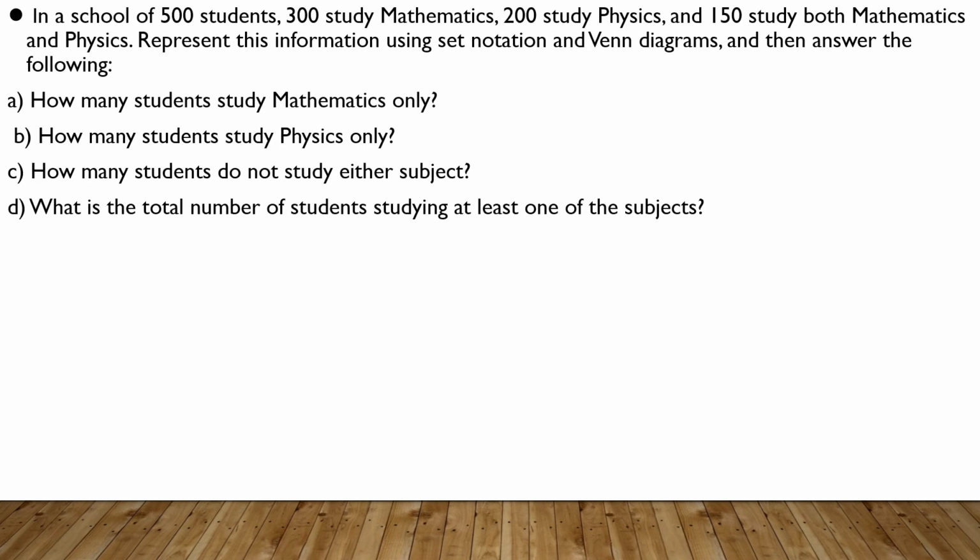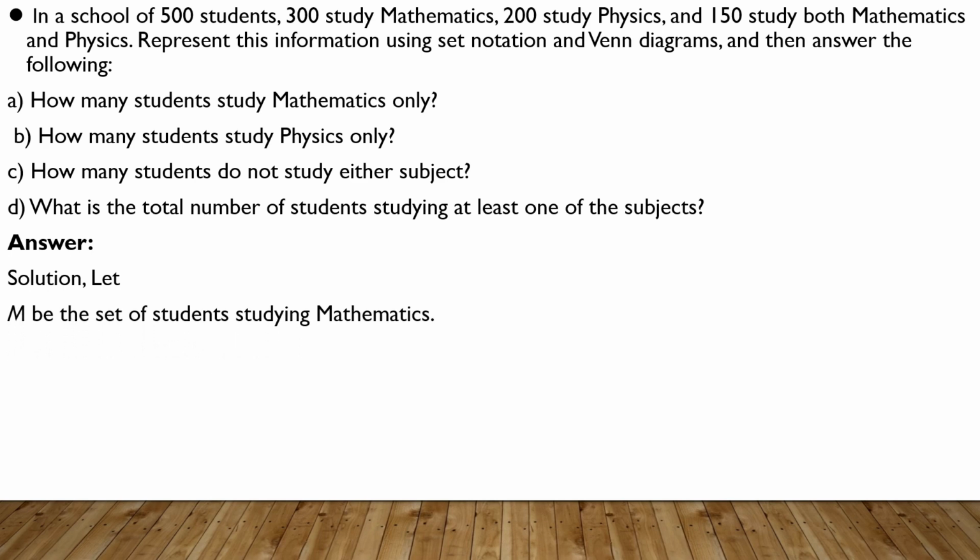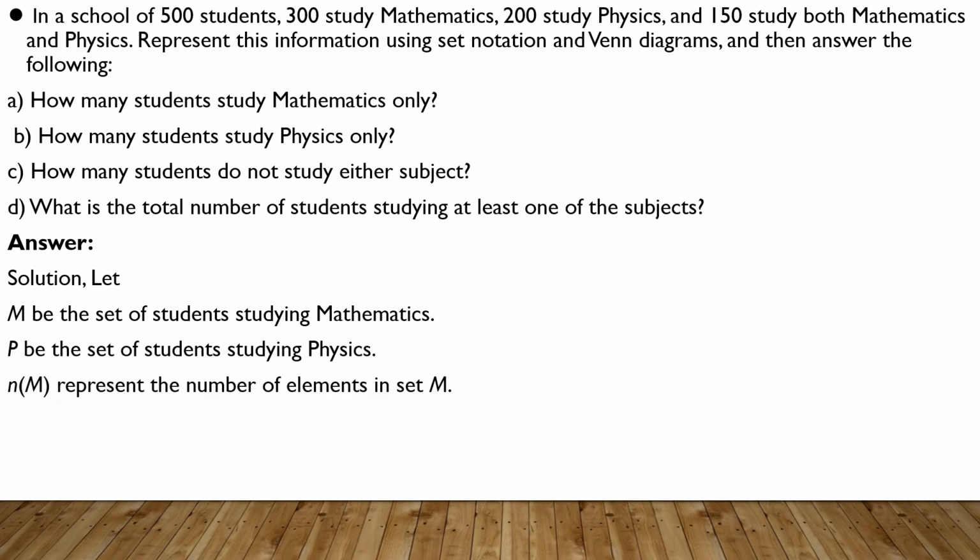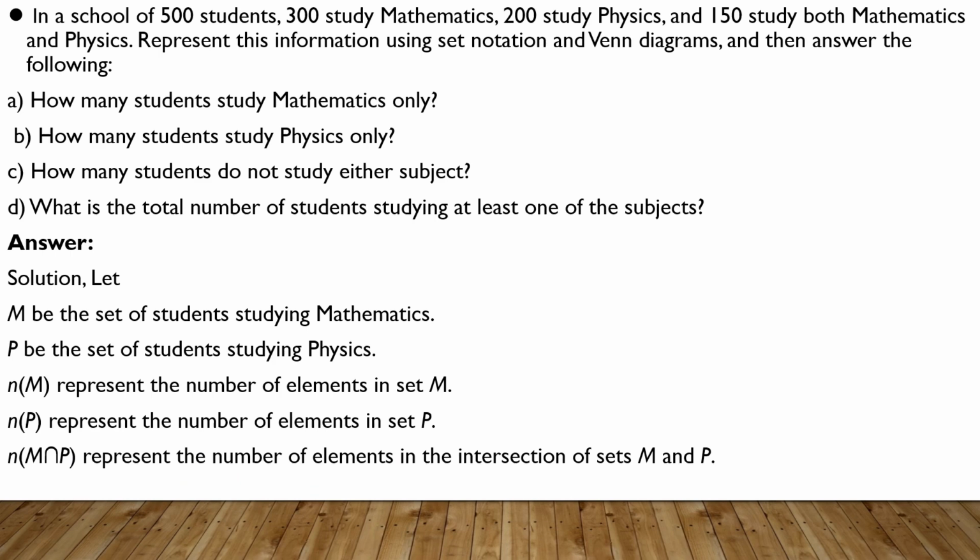Here is a question on the screen. I think you can solve it by yourself here. Now we are going to solve it on the screen. First, let me assume something here. Let M be the set of students studying mathematics, and P be the set of students studying physics. We have two sets here. n(M) represents the number of elements in the set M, which is also known as the cardinality of set M. Next, n(P) represents the number of elements in set P, and n(M intersection P) represents the number of elements in the intersection of sets M and P.